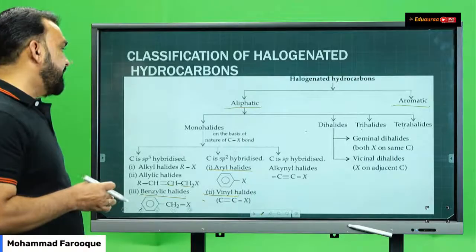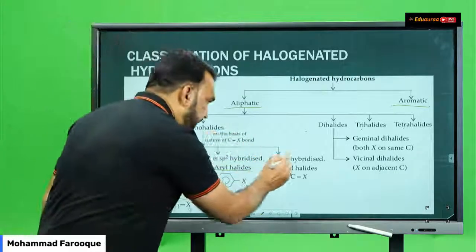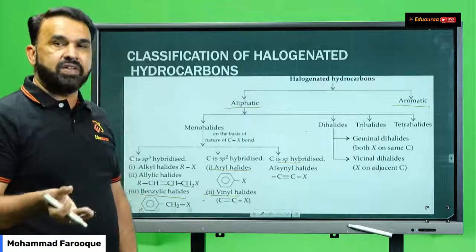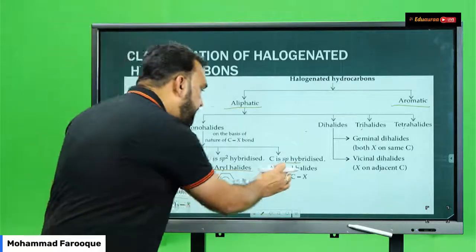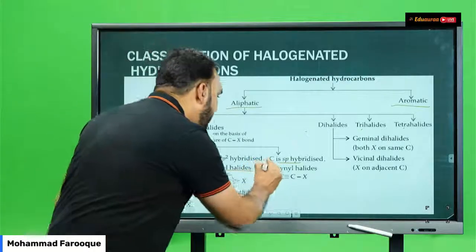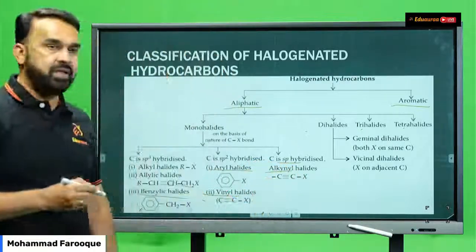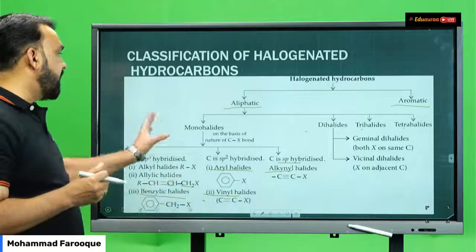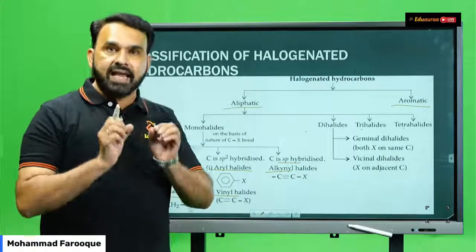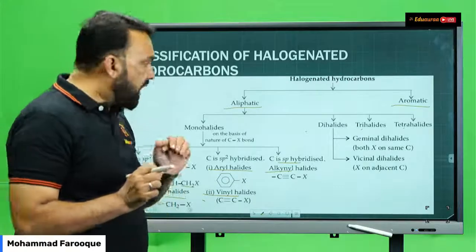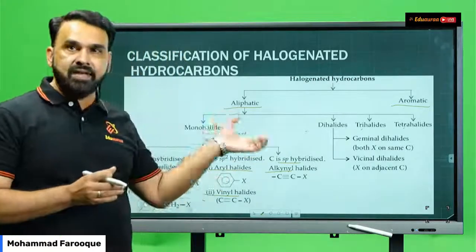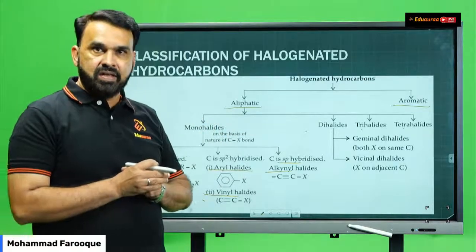Further, we see the sp hybridized carbon. In sp hybridized carbon, when the halogen is attached to the carbon which is attached to a triple bond, it makes it an alkynyl halide. So this is the classification of monohalides, students, depending upon the nature of the carbon and the halogen bond. Now, students, we see that the dihalides are further classified into geminal and vicinal dihalides.